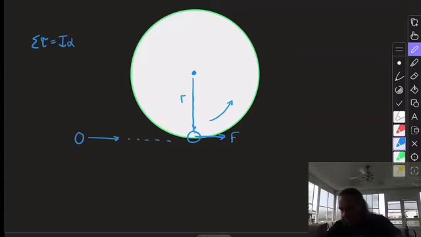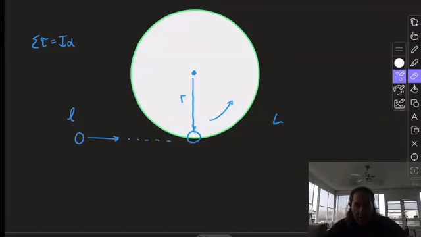But I also know that this is a collision. And because it's a collision, I can look at the angular momentum of the child before, lowercase l, point mass angular momentum, and the angular momentum of the system afterwards, uppercase L, a single object that rotates about a fixed point of reference.